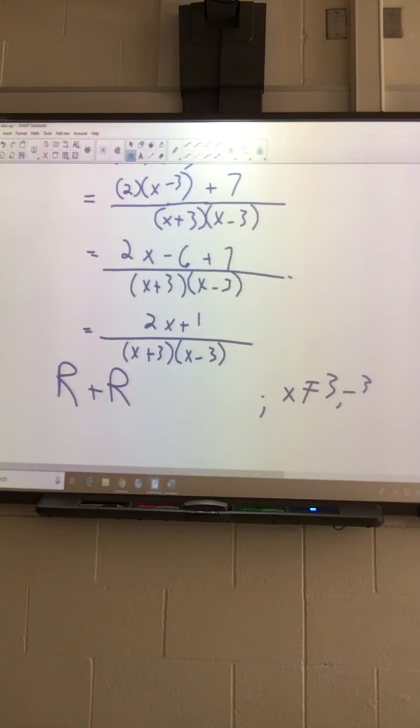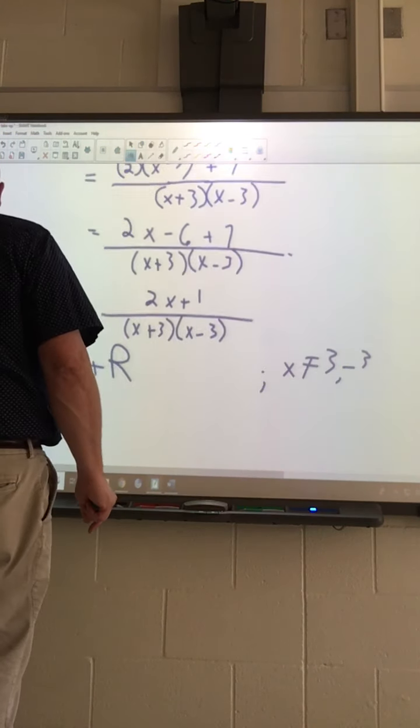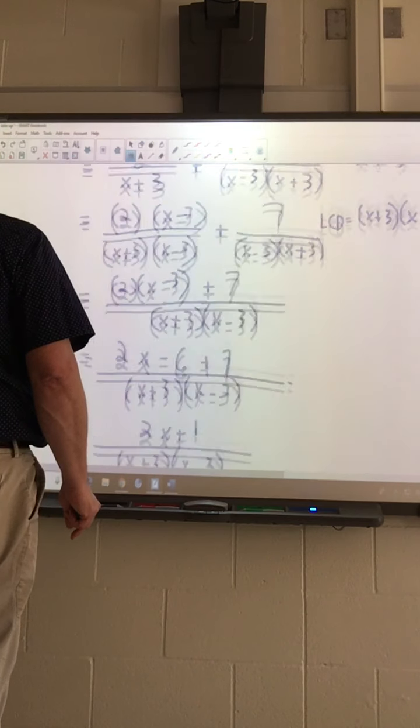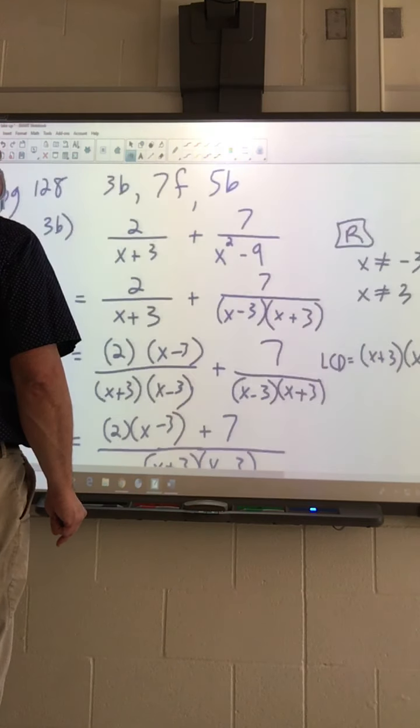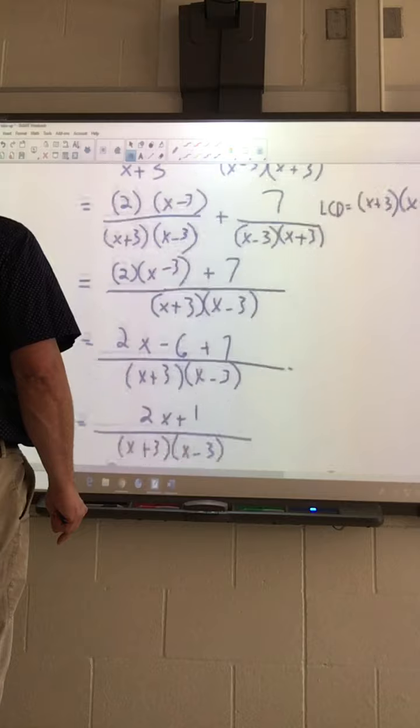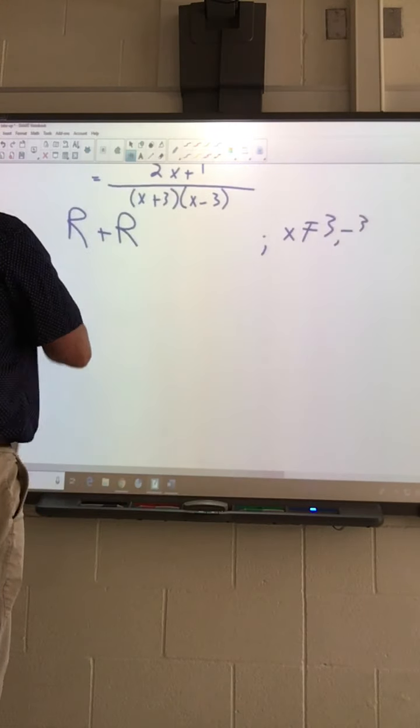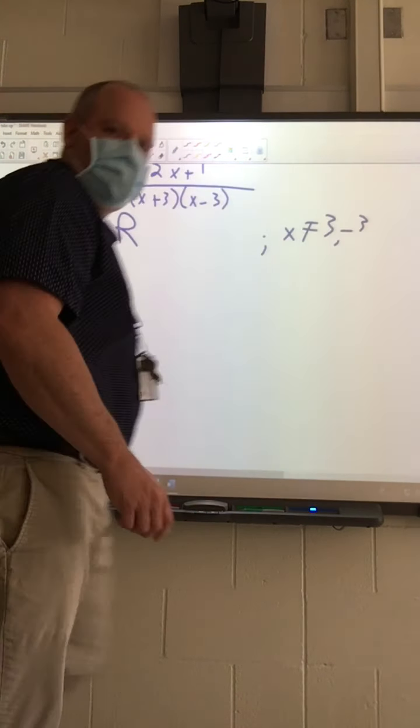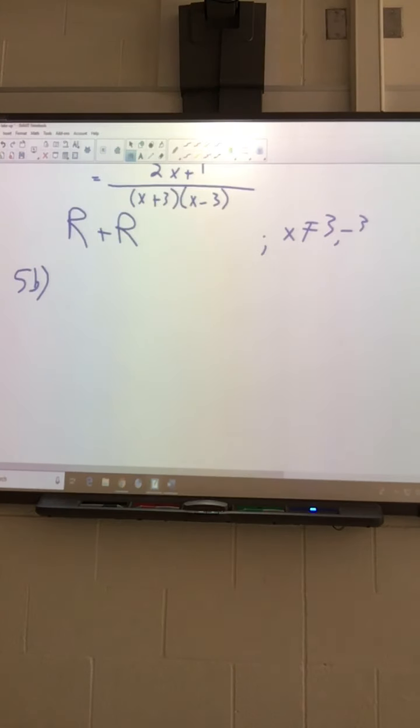Okay, so that's that one, 3b. It's a good one because it's just a binomial common factor. I forget what the next one's, 5 something, wasn't it? 5b. Okay. And you will be doing more tough or more difficult versions of these.